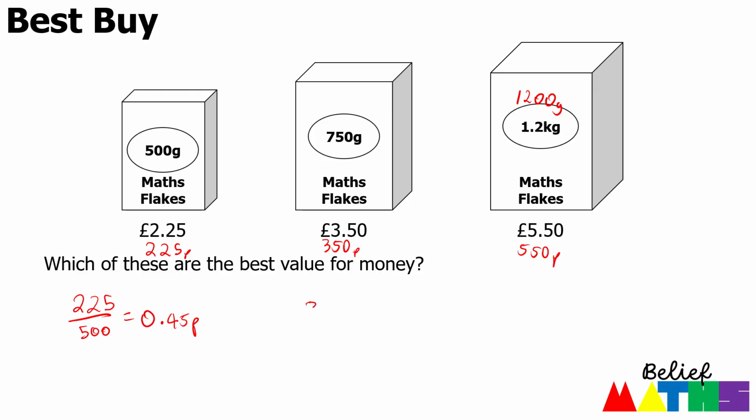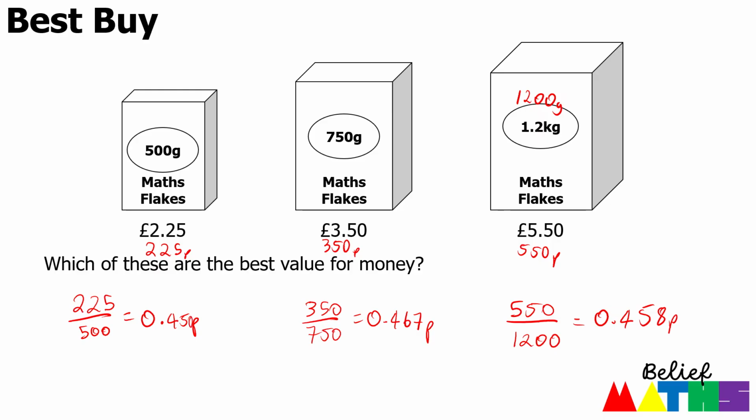The next one, we've got 350p divided by 750 grams. And that gives us an answer of 0.46 recurring, so 0.467p. Okay, so again, we're going to just put 3 decimal places there because we don't know what the last one's going to give us. The final one then, 550 divided by 1200, and that gives us 0.458p. And this just stopped at 45, so that's technically 450.